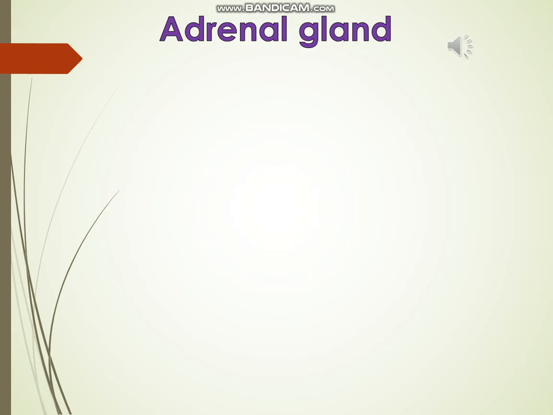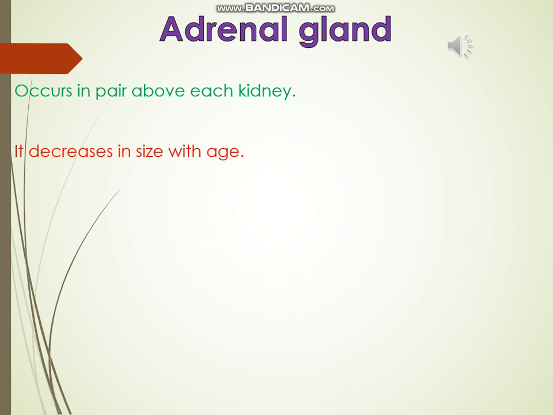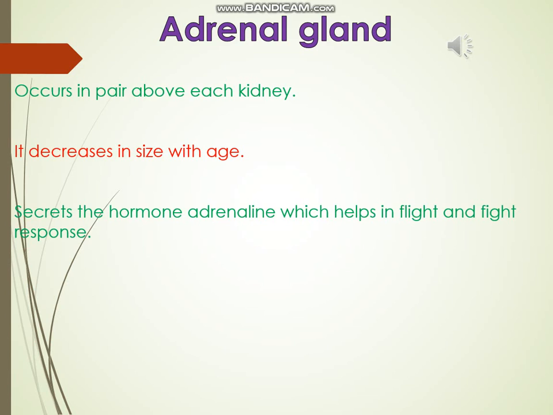Adrenal glands occur in pairs above each kidney. It decreases in size with age. Secretes the hormone adrenaline, which helps in fight and flight response. Also secretes noradrenaline.